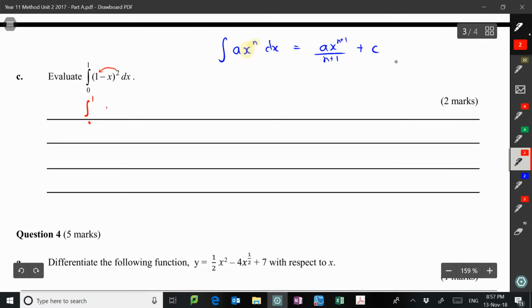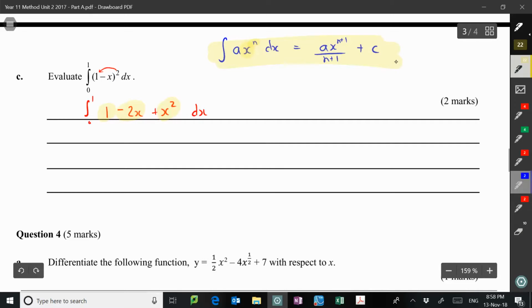Squaring the first term gives you 1. 2 times x times 1 becomes minus 2x, and then square the last term, plus x squared dx. Now, each and every one of these is an individual term. Look at that. Then you can technically now use this rule. Now you can use that rule.